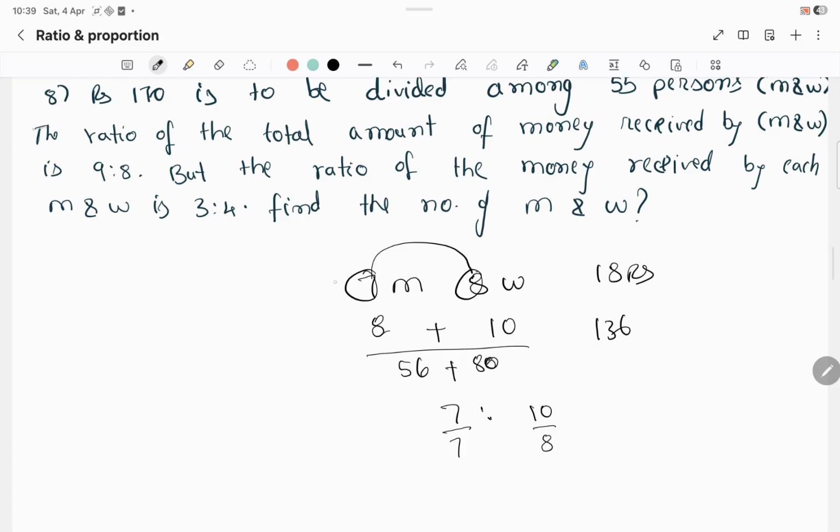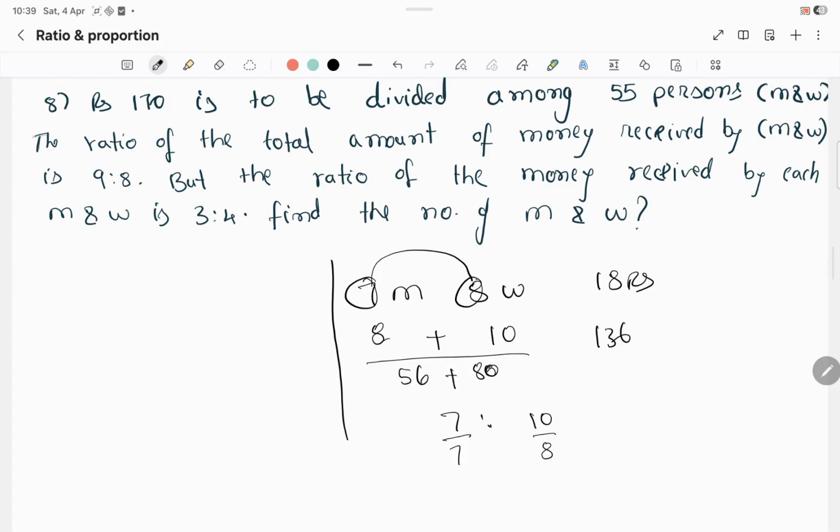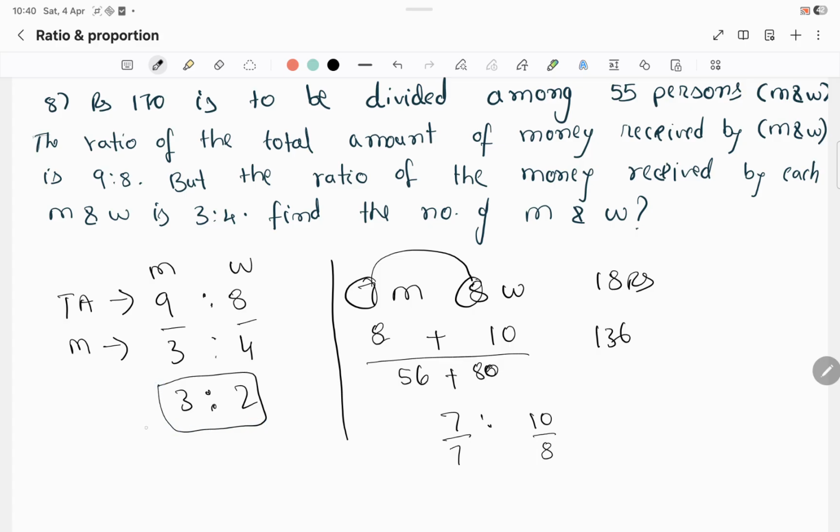We'll see that ratio now. The total amount is in the ratio 9:8. Who are these? Men and women. But the ratio of the money received by each man and woman is 3:4. If you divide this, we'll get each person. How many people are there? 9 by 3, 3. 8 by 4, 2. So 3:2 people are there.